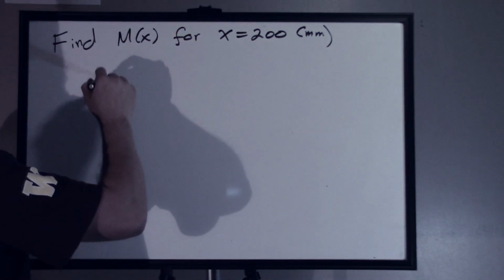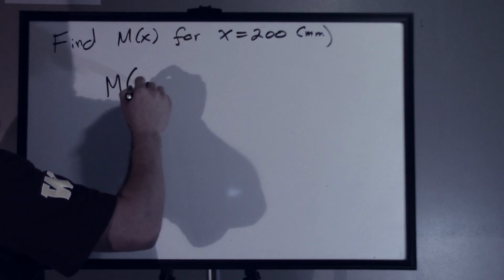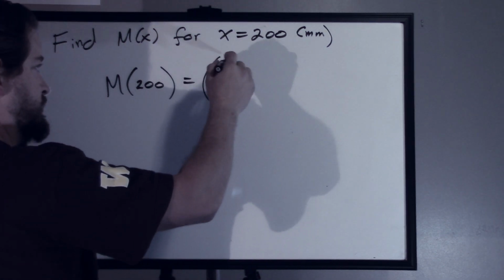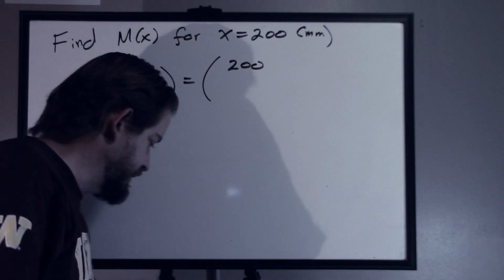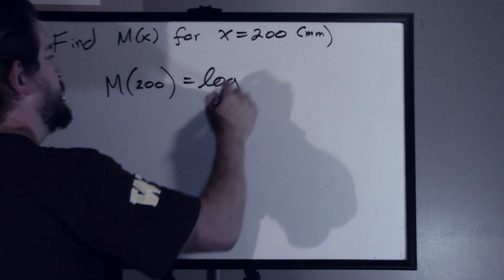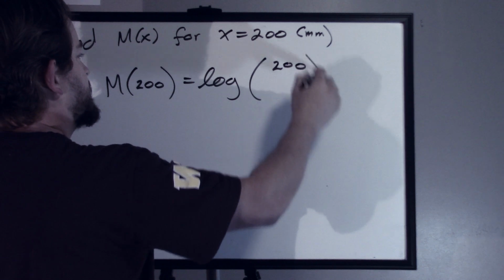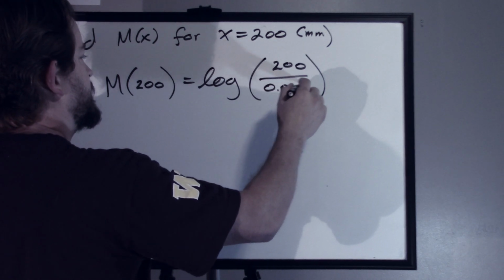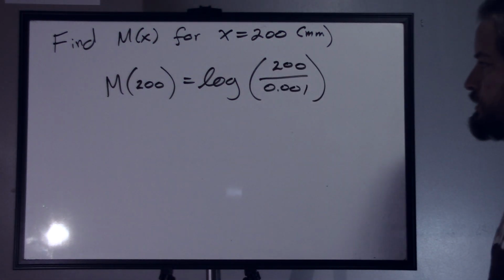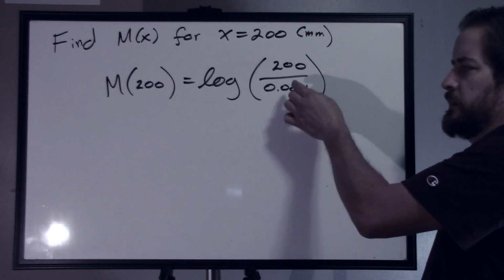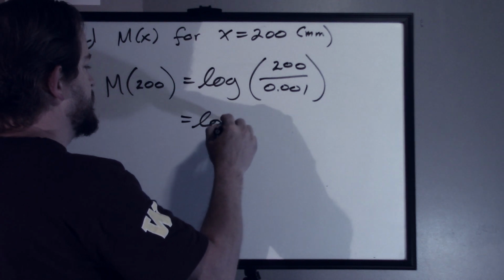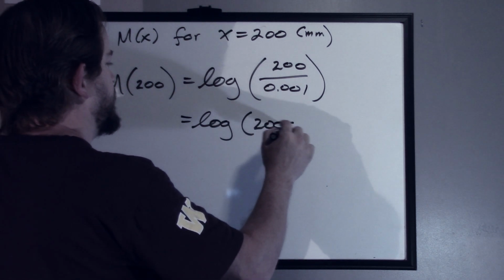So the magnitude of a 200 millimeter shake is equal to, oh, excuse me, I didn't write the log, the log of that 200, because that's my x, divided by 0.001, right? So 200 divided by 0.001, you can think of this as also multiplying by 1,000, so this becomes log of 200,000.